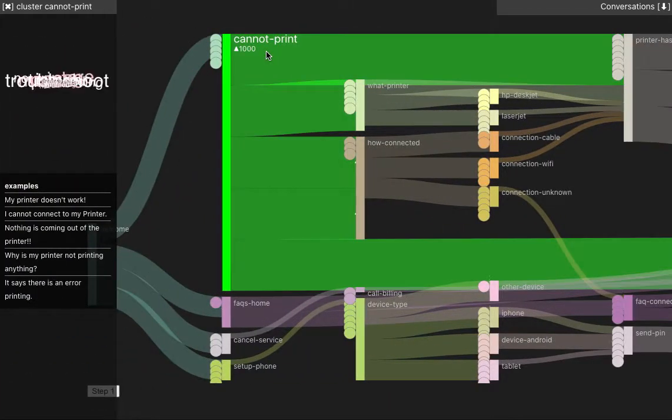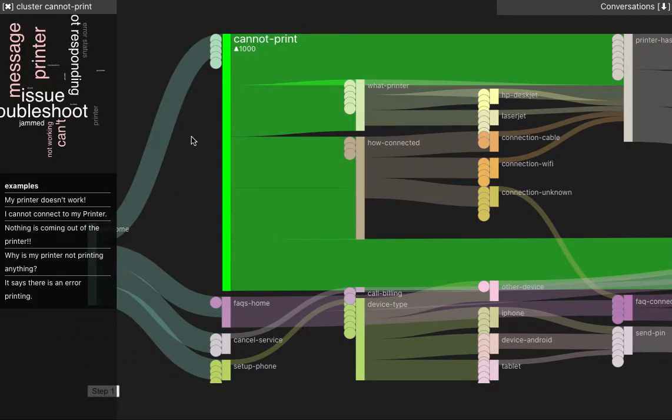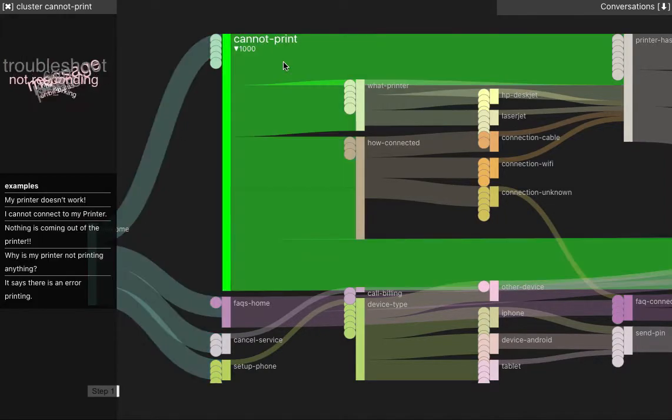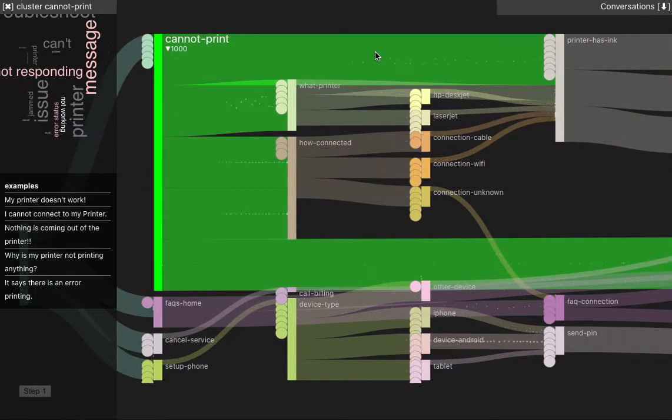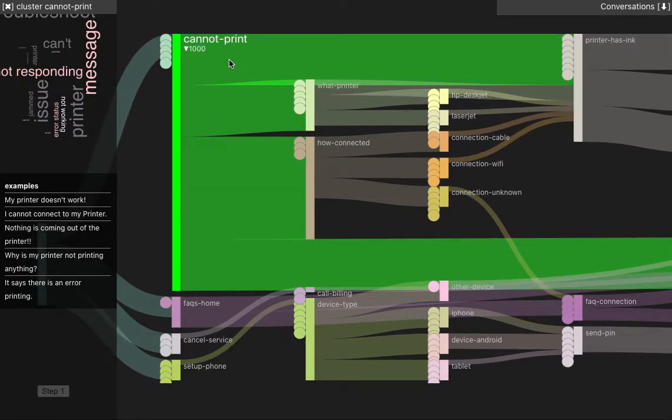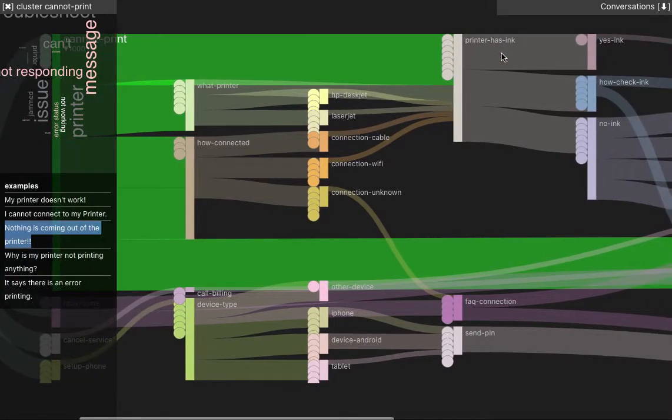So if we look at one of these conversations, for example, from the entry point, we would come in, and roughly proportionally, these are the number of people with this particular issue. And the conversation would then have a follow-up. For example, a user comes in and says, my printer doesn't work, cannot print, nothing is coming out of the printer. The follow-up questions could be, according to previous transcripts in the logs, what printer, how is it connected, does the printer have ink?